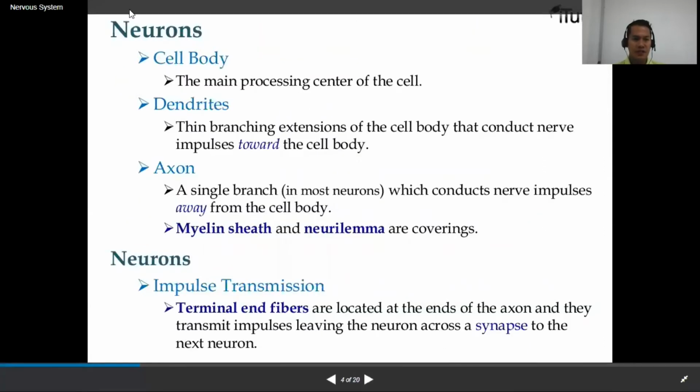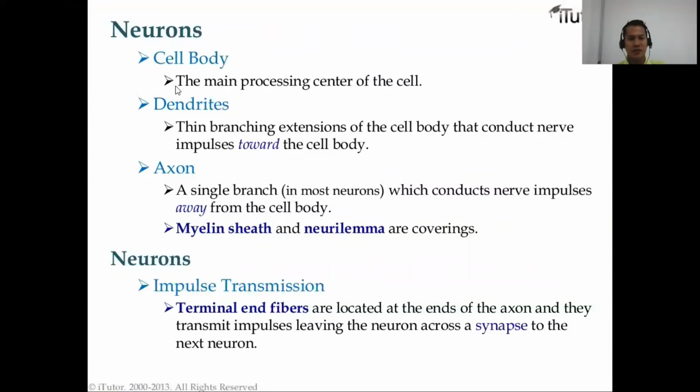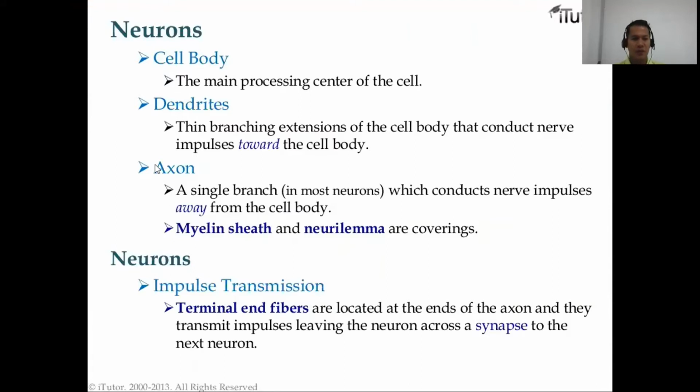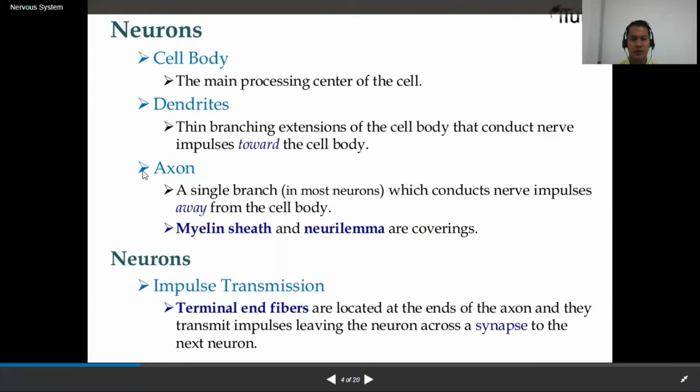Now, a neuron has three parts: the cell body, dendrites, and axon. The cell body is the main processing center of the cell. Dendrites are the thin branching extensions. The axon conducts nerve impulses. We call it the myelin sheath or the neurilemma. The terminal end fibers are located at the ends of the axon, and they transmit impulses leaving the neuron across a synapse to the next neuron. I will show you the video later on how they work.